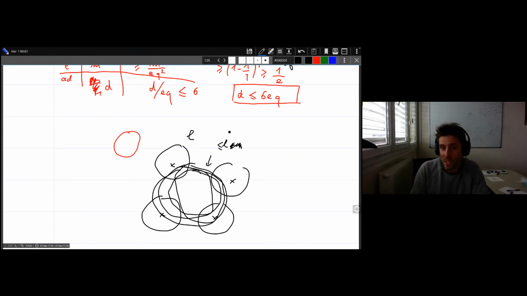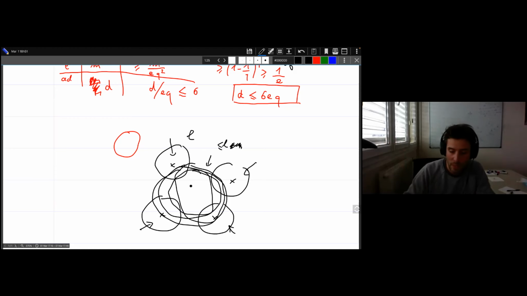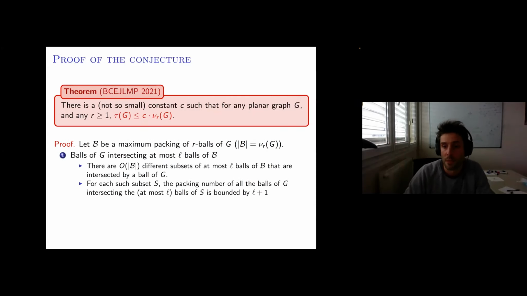And the reason is that if I was able to pack more than L balls here, I could replace these balls by my packing here, and I would have a larger packing. Because these balls, they intersect only these L balls. So if I have a large packing, I can forget about these balls and take these ones instead. So the packing here is bounded by L.